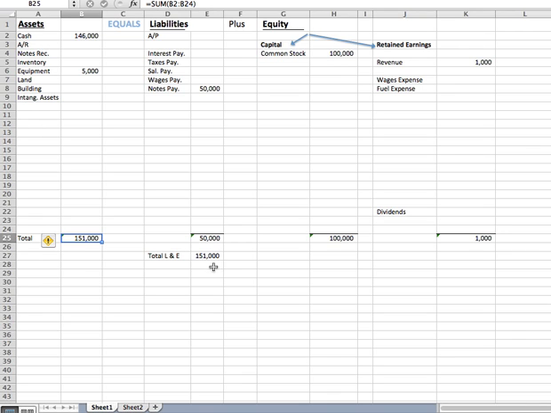Moving on, let's assume that to generate this revenue, the company had to pay wages of $200. So now I have to subtract $200 from cash, and I have to subtract $200 from retained earnings in the form of wage expense. Let's assume now that the company purchases fuel, gasoline that it uses, and it pays for it on account. Thus, it's not paying cash, but becomes an accounts payable.